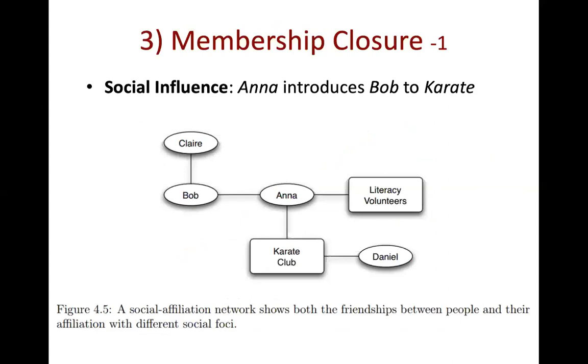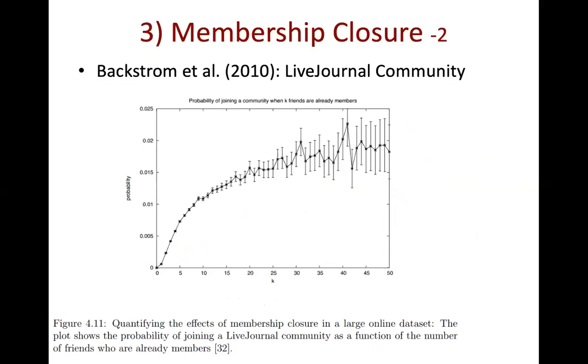There's also social influence. So maybe, for example, Anna can introduce Bob to Karate. This is described in this picture, right? Anna has a link with Bob, Anna has a link with Karate, and then Anna introduced Bob to the Karate Club.